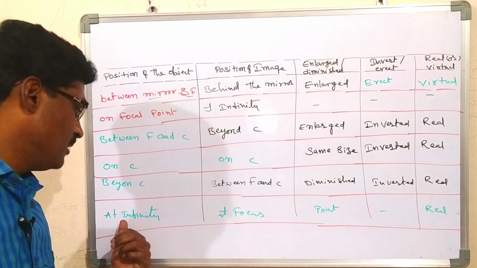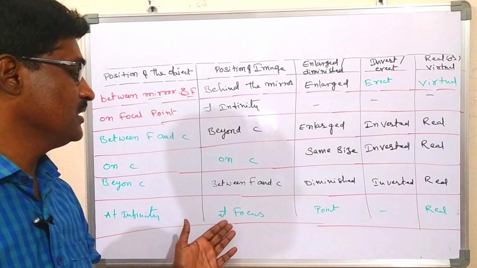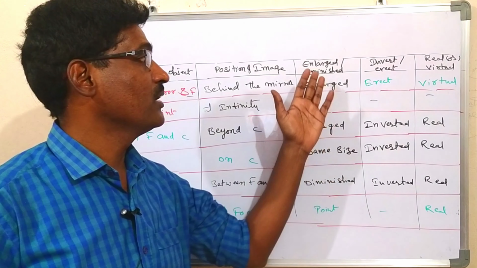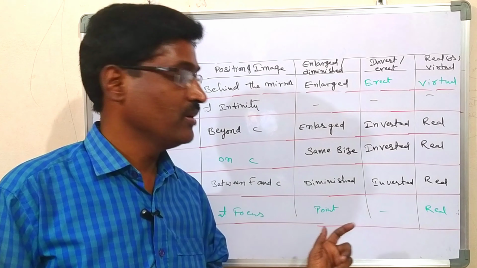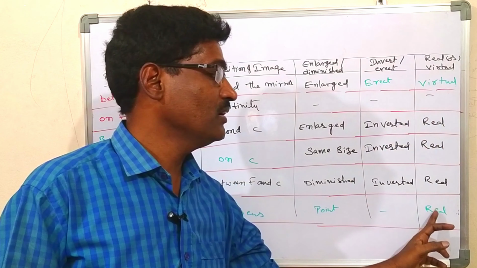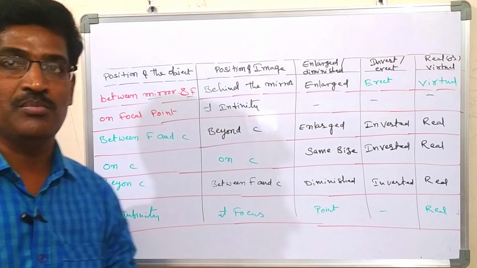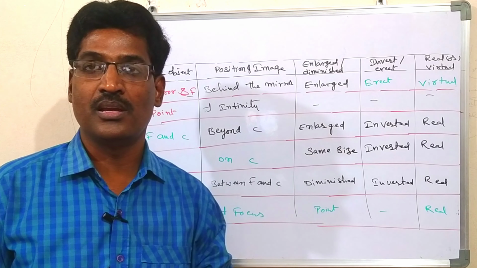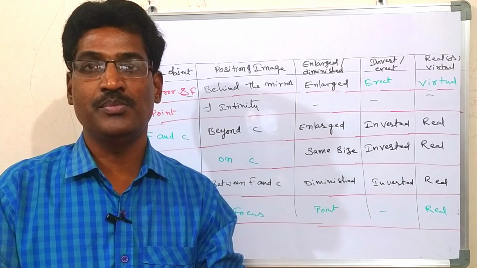Next, object at infinity: where is the position of the image? That is at the focus. The image is formed at one point, so it is neither erect nor inverted; it is real. This is the tabular form of the concave mirror, with different positions where the object has been kept.